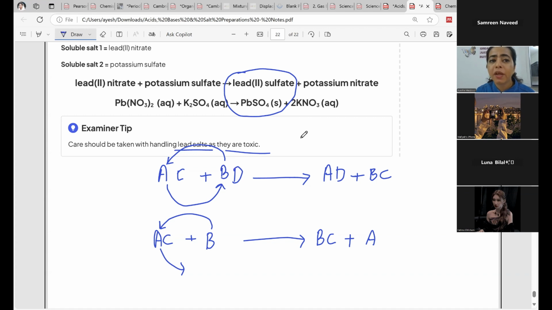So in this case, a double displacement reaction is happening. How? Potassium is coming in place of the lead to make potassium nitrate. Lead is going in place of the potassium to make lead sulfate. Okay, Miss. This reaction is basically a double displacement reaction.